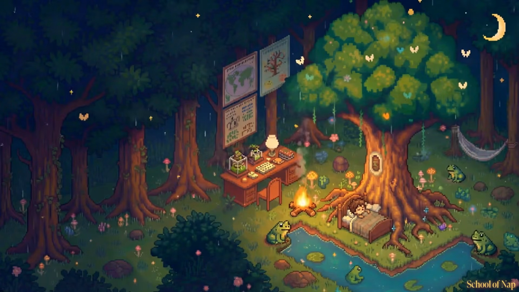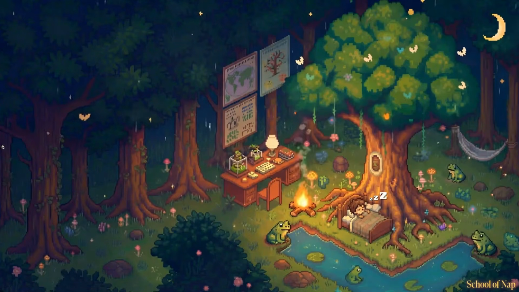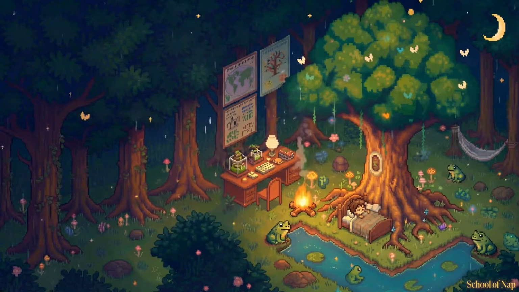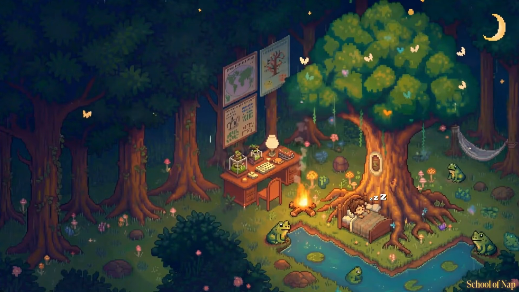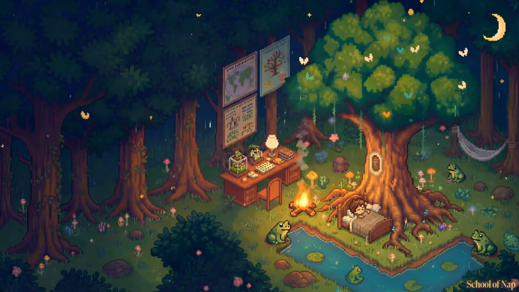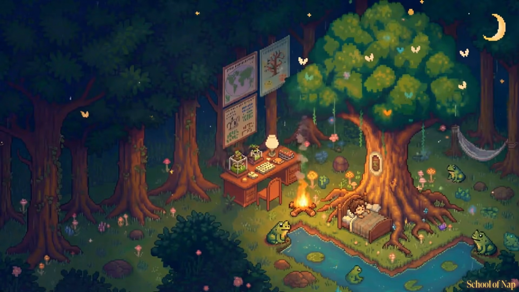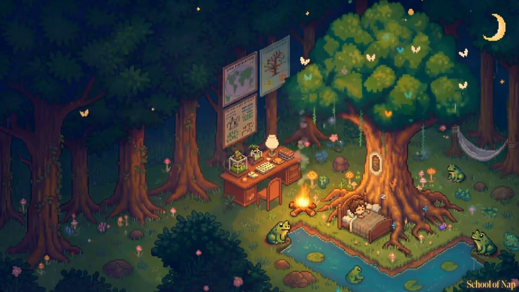From the microscopic bacteria fixing nitrogen in soil to the great whales swimming across oceans, from tropical rainforests to Arctic tundra, from tide pools to the deepest ocean trenches, life persists through adaptation, cooperation, competition, and constant change. These systems are not static exhibits, but dynamic processes, forever adjusting to shifting conditions, recovering from disturbances, evolving in response to new challenges.